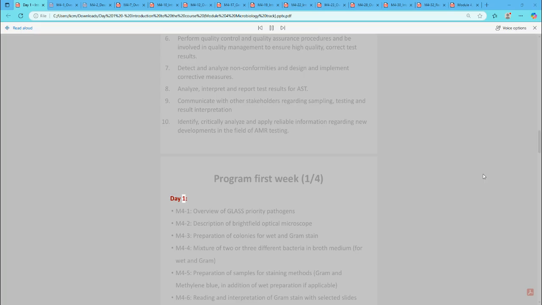Day 1. M4-1, Overview of GLASS priority pathogens. M4-2, Description of bright field optical microscope. M4-3, Preparation of colonies for wet and Gram stain. M4-4, Mixture of 2 or 3 different bacteria in broth medium. Wet and Gram. M4-5, Preparation of samples for staining methods, Gram and methylene blue, in addition to wet preparation if applicable. M4-6, Reading and interpretation of Gram stain with selected slides.